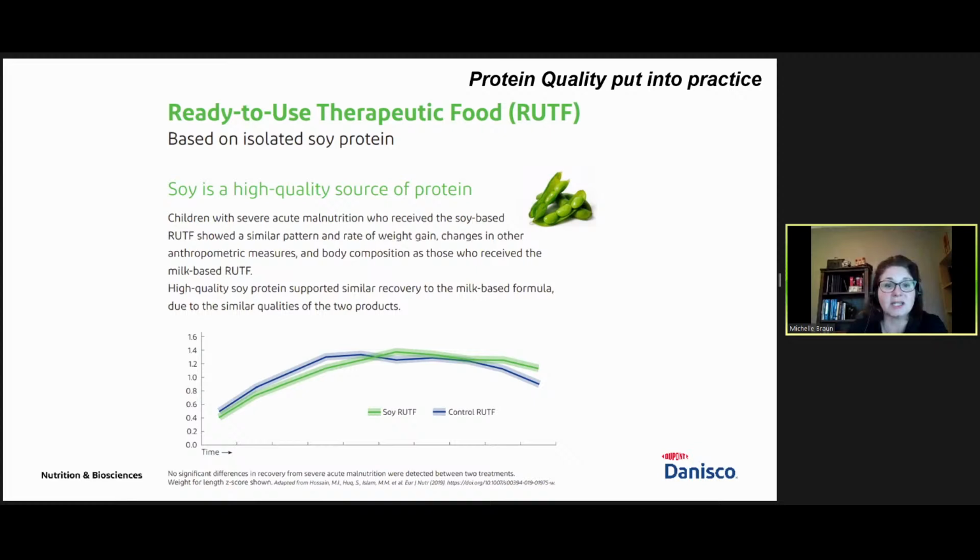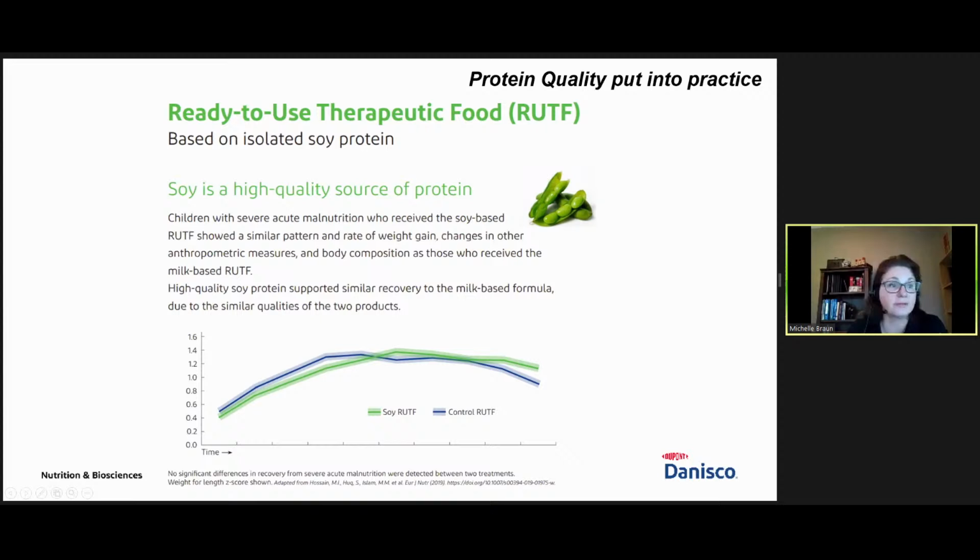A protein may be considered high quality in terms of the PDCAAS method, but can it equally support recovery as other high quality sources of protein? The answer to that question is yes from this study. And we also found an alternative that may be more well tolerated for the treatment of children with severe acute malnutrition. So this study was significant because it provides evidence that rescue foods for children with SAM can be more affordable, yet equally effective.